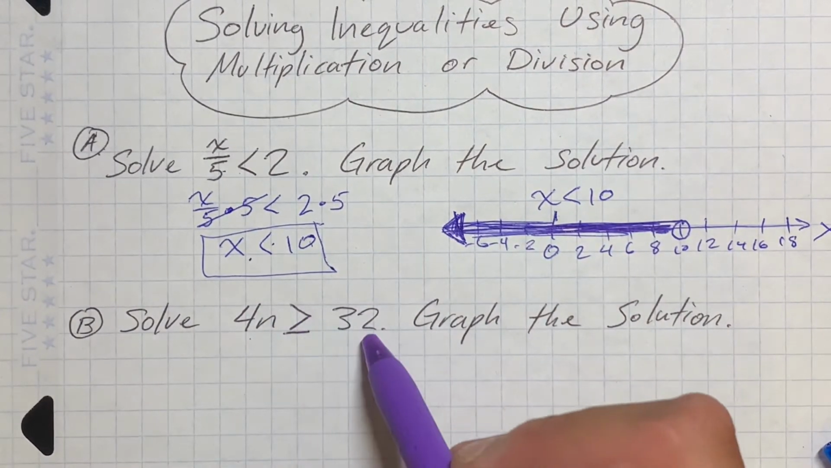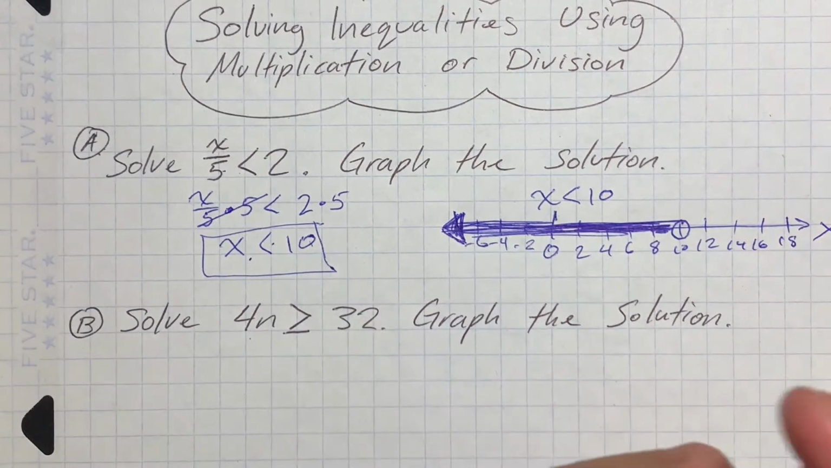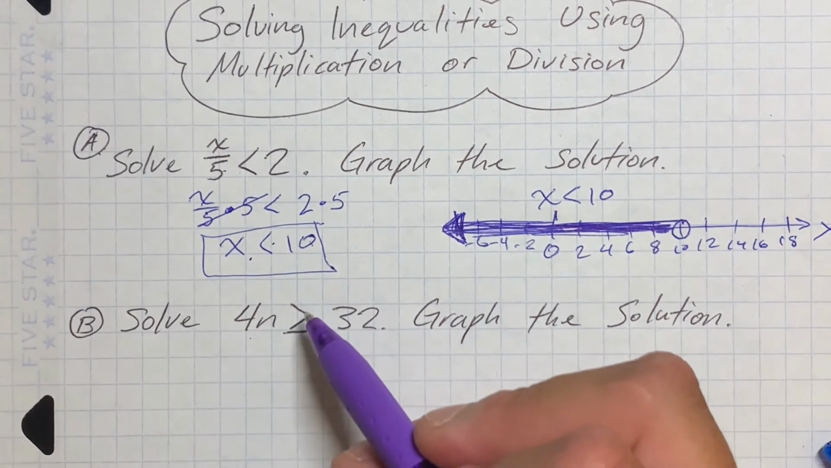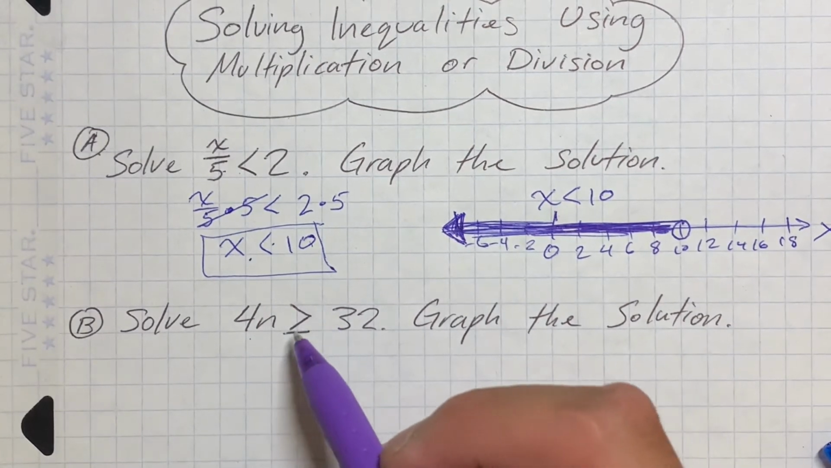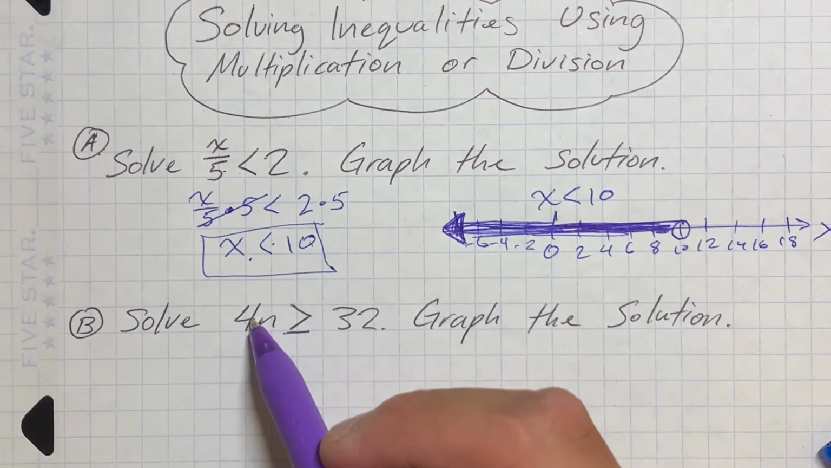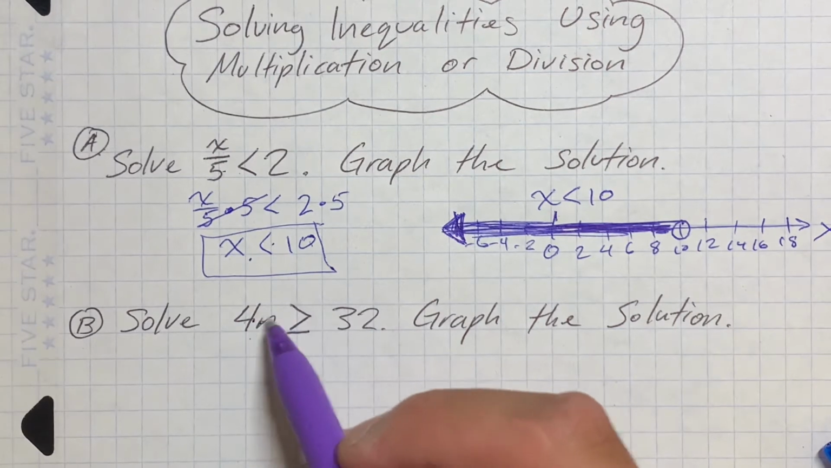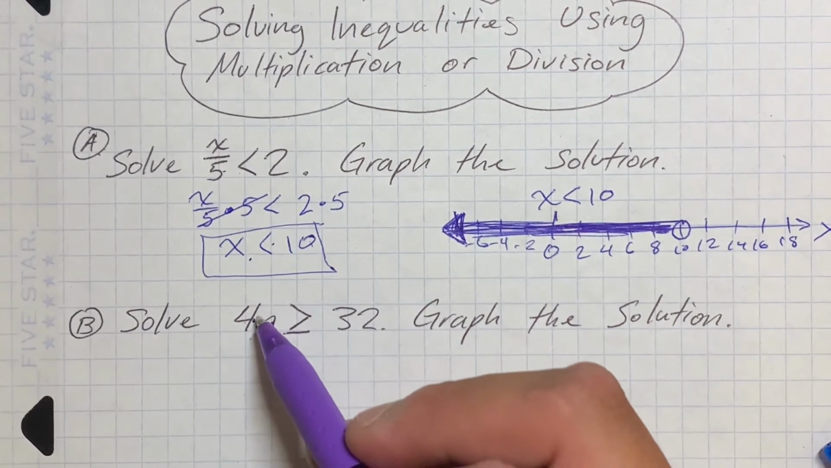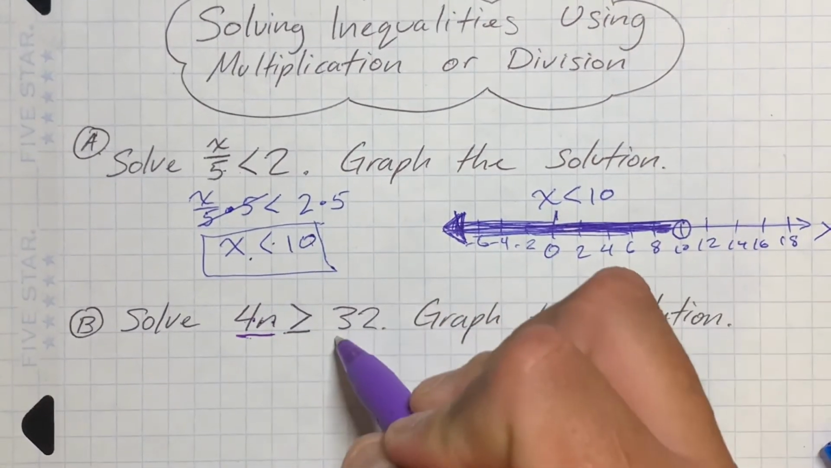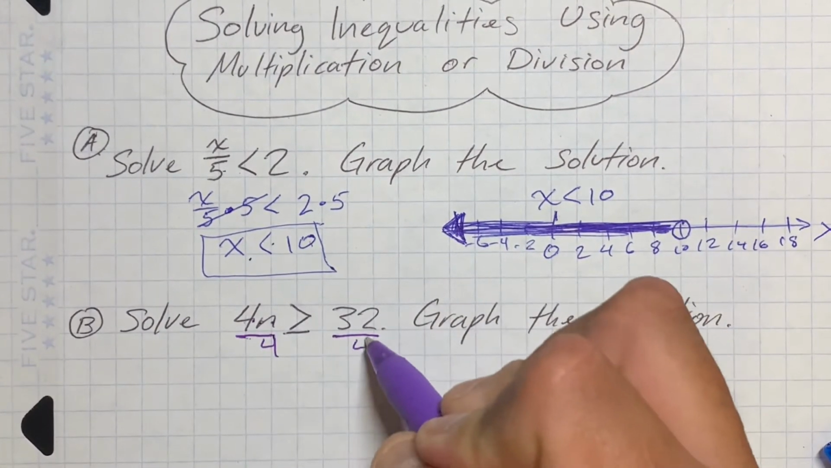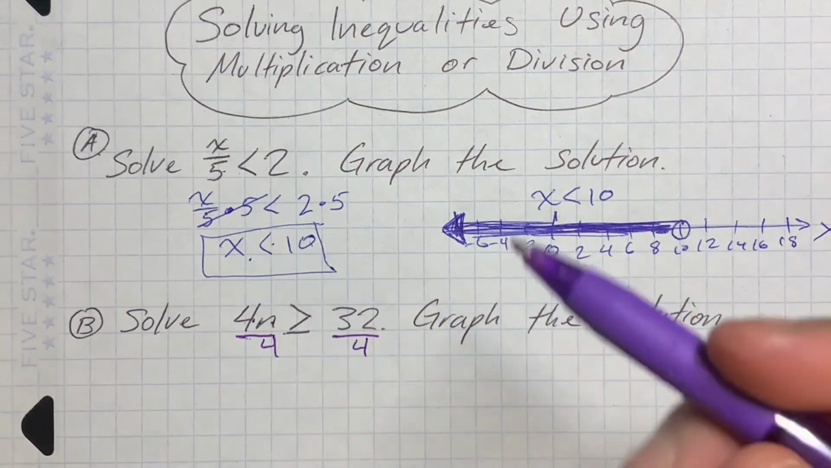Okay. And lastly, we want to solve and graph for n, and this is going to be 4n greater than or equal to 32. So right here, just looking at the inequality, we have to use the division property of inequality because we're multiplying. You have a coefficient 4 and a variable n. That tells you we need to multiply. So we have to do the inverse operation, which is division.